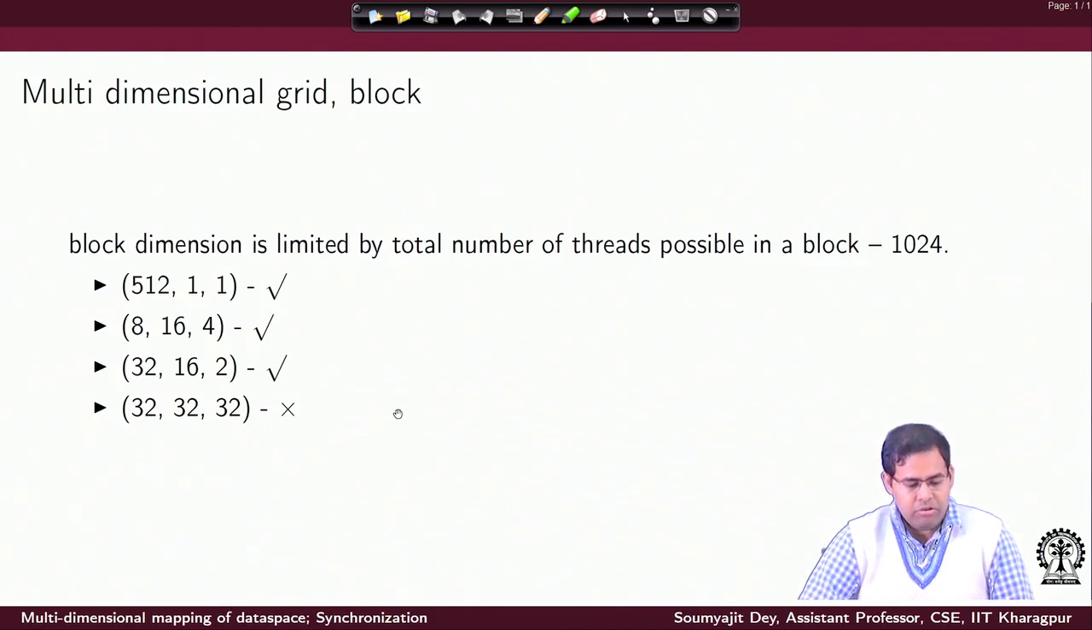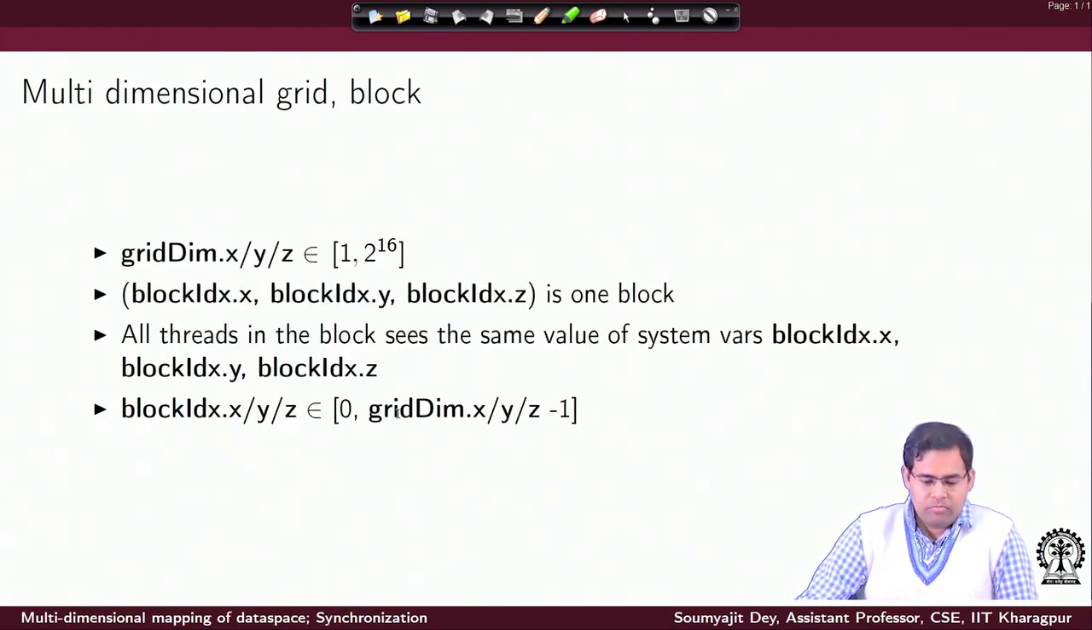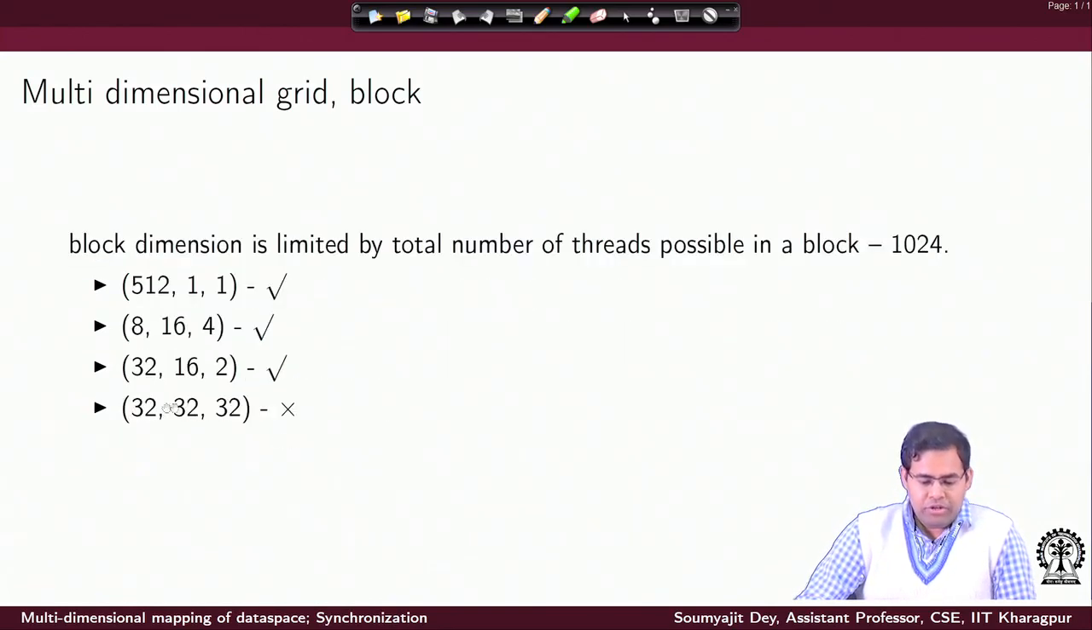However, if you look at the 4th definition, we are saying, let us define a block with 32 threads in the x dimension. You are letting threadIdx.x go from 0 to 31, and similarly threadIdx.y from 0 to 31 and threadIdx.z from 0 to 31. If we do that, the total number, 32 cross 32 cross 32, is of course greater than 1024. So, this is not allowed.